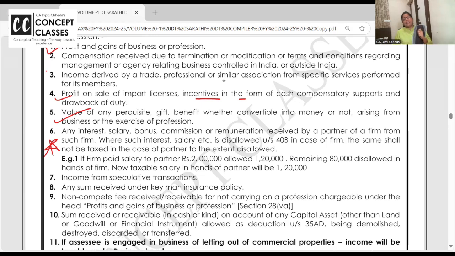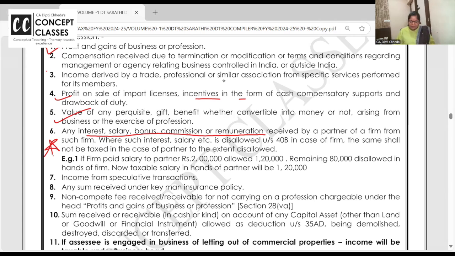As a working partner in a partnership firm, when you get the share of the profit, that share of profit received in the hands of the partner is exempt. But when the working partner gets interest, salary, bonus, commission, remuneration, it's going to be taxable as business income. The working partner is not getting salary because of an employer-employee relationship. The relationship between the partnership firm and partner is different from employer-employee. So whatever interest, salary, commission, remuneration is given, it will be taxable for the partner under business head.